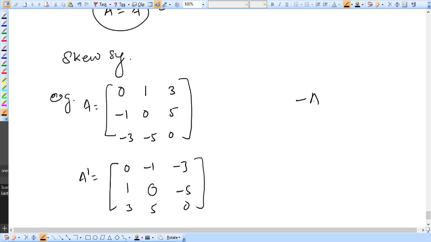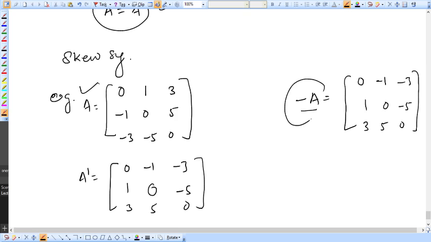Now see what is minus A. If you multiply all the elements of A with minus 1, you will get minus A. So it is [0 -1 -3; 1 0 -5; 3 5 0].